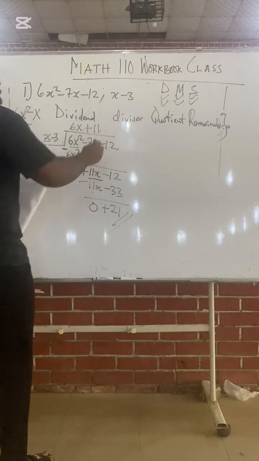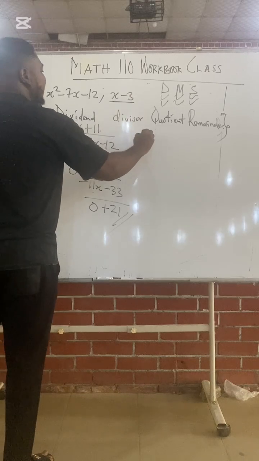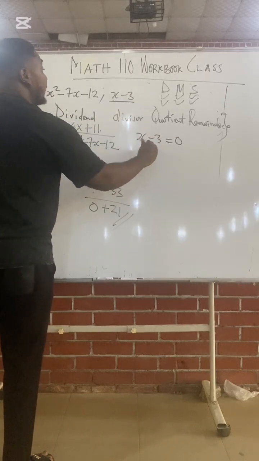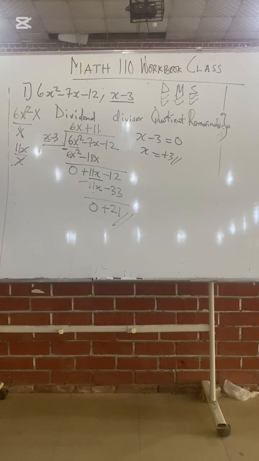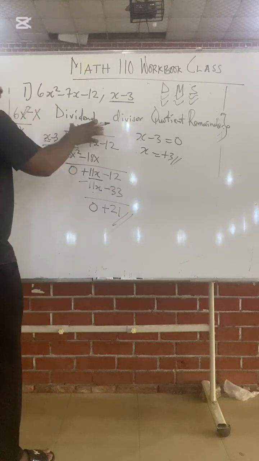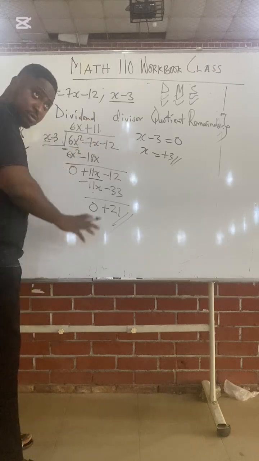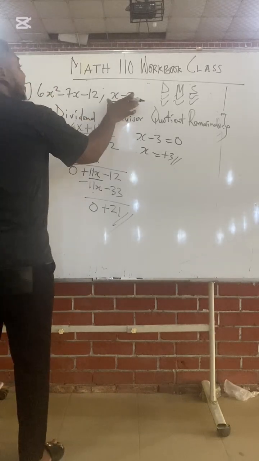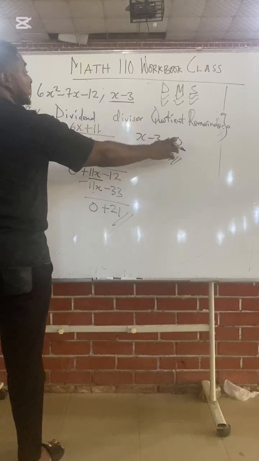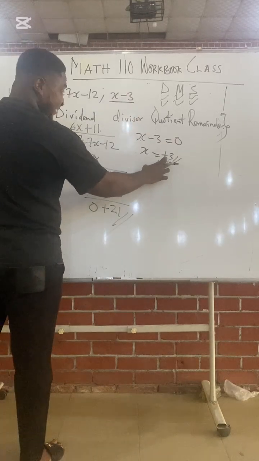Class, for the remainder, you can equate your divisor to 0. x minus 3 equals 0, solve for x, what do you have? x equals plus 3. Shortcut, follow me, shortcut. If they say find the quotient, you have no other option, you must use long division. But if they ask to find the remainder, class, equate the divisor to 0 and solve for x, which is 3, right?